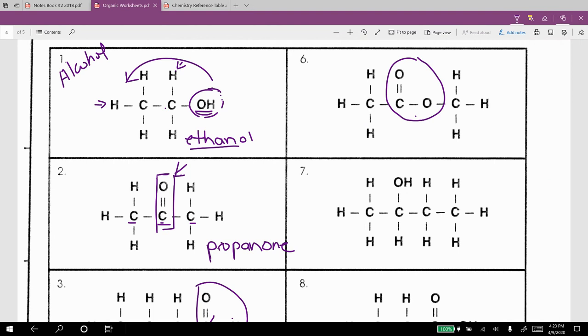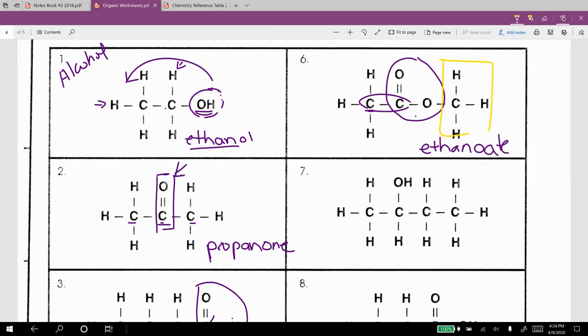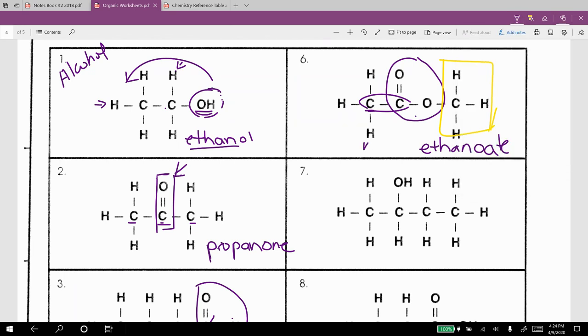So now let's take a look at ours. So I have the carbon chain, which is here. So I have a 2 carbon chain. So that is like ethane. Drop the e, add the ending from the reference table of oate. So this is ethanoate, but you have to name the branch, right? So then you need to name this part next. There's 1 carbon in that branch. So then that's methyl ethanoate. Methyl and then ethanoate. Okay? Now let's go on to number 7.